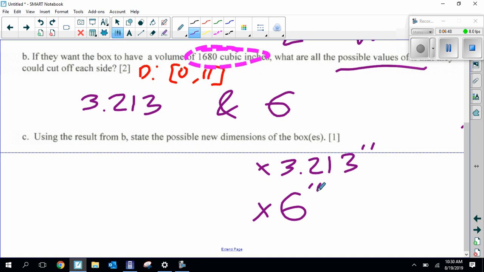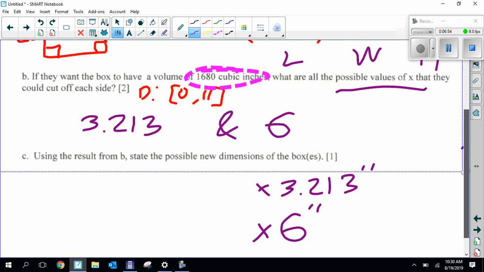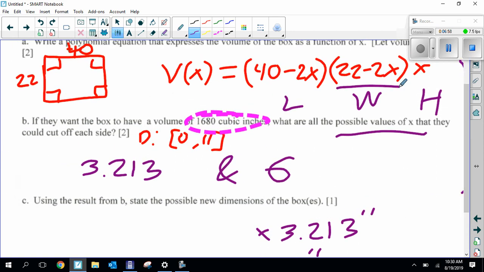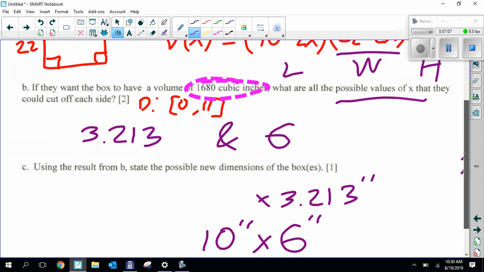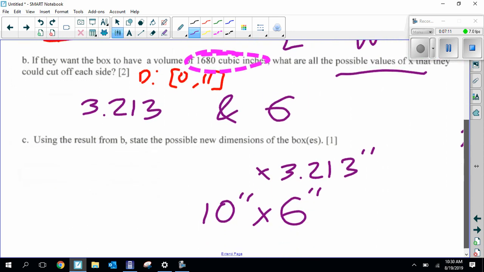Now, the easy one is 6. If x is 6, then our dimensions are 22 minus 2x, so 22 minus 12, that's 10. And 40 minus 2x, so that's 40 minus 12 is 28. That one's easy.